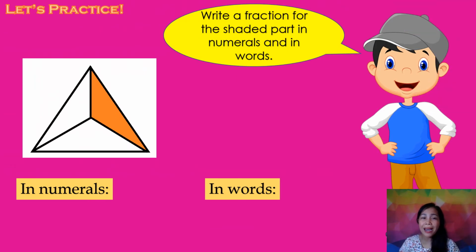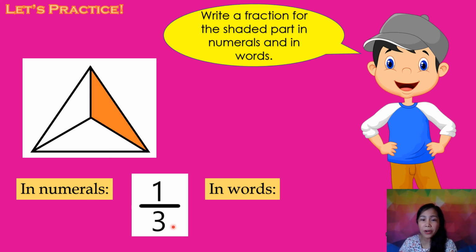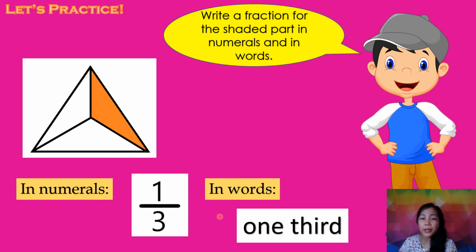Now that you know about fractions, let's practice. Take a look at this diagram. How many equal parts are there in all? 1, 2, 3. How many parts are shaded? Only 1. So let's make a fraction for the shaded part. In numerals, you are going to write it as 1/3. How about in words? 1/3. Very easy.